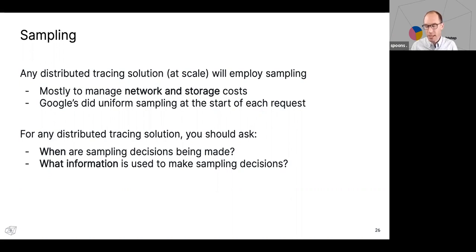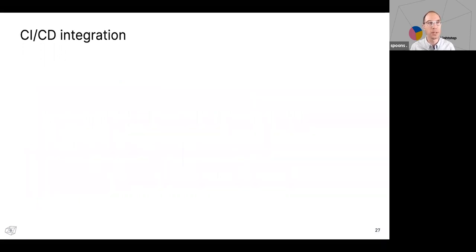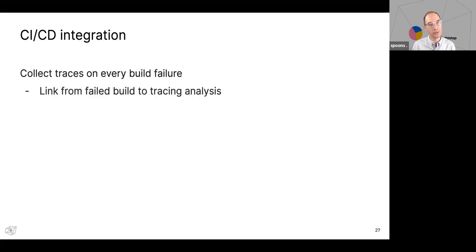There's a couple of cases that I'm going to talk about in the next few slides where we can actually drive sampling decisions from outside the application as well, right? So I want to talk about some integrations that we can use to do that. The first one is through a CI/CD integration, and there's a bunch of ways that we can do that. So one is that we can collect traces on every build failure. So again, this is using information from outside the application to inform when we want to keep tracing data. And if we do that, we can link from those failed builds back to that tracing analysis.